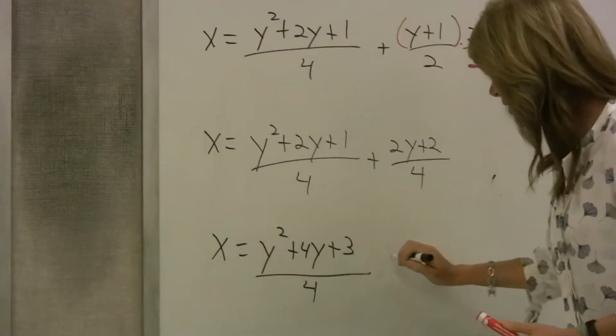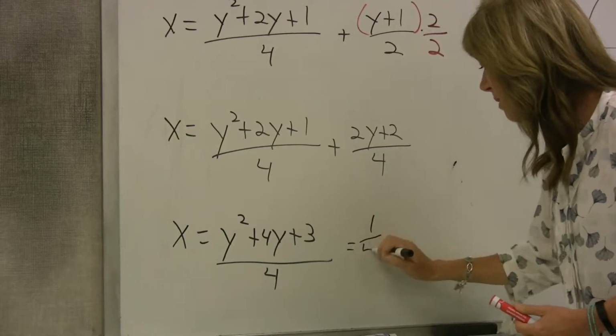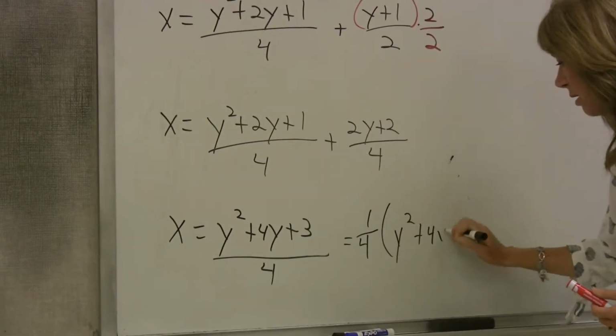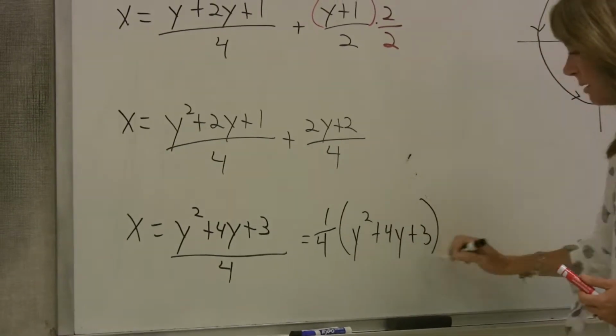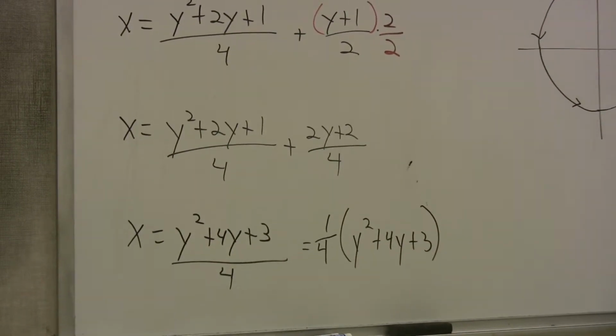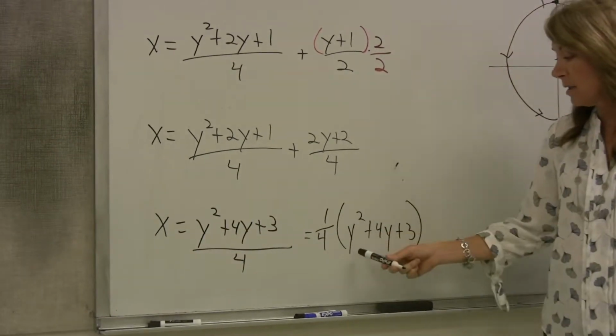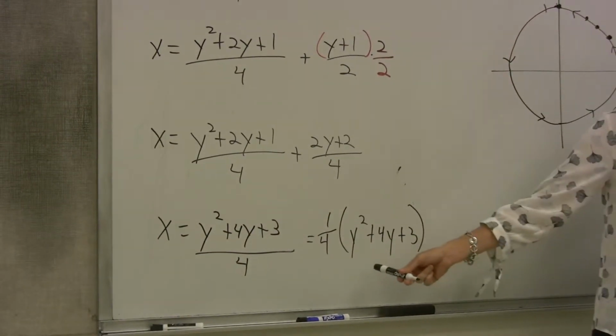Or if you want to make it look a little neater, you could factor out that 1/4 and put the numerator in here. It doesn't really matter. Some people can see what it looks like here. So I have x equals a constant times this quadratic expression.